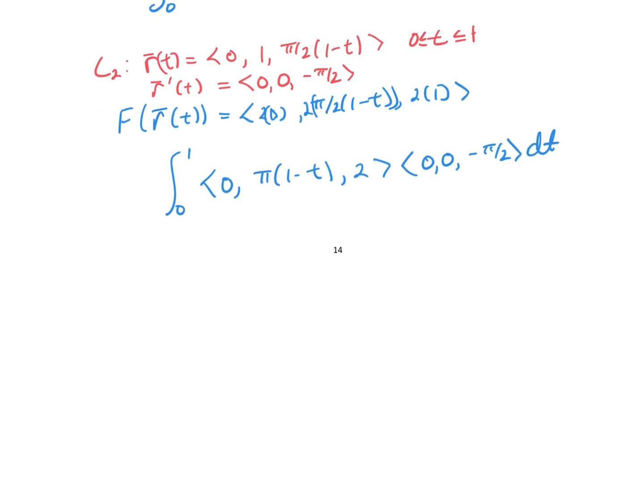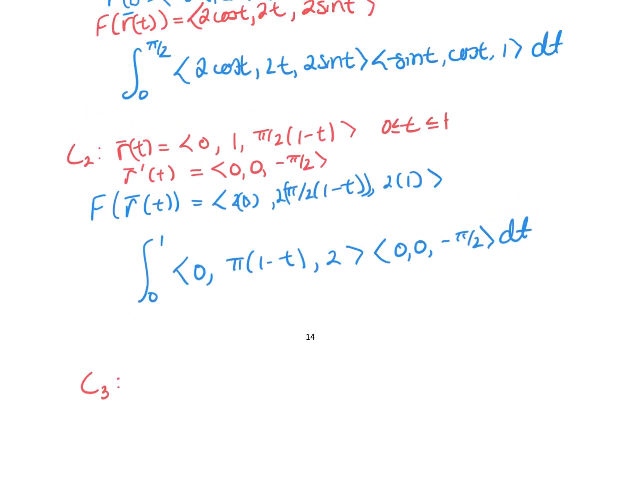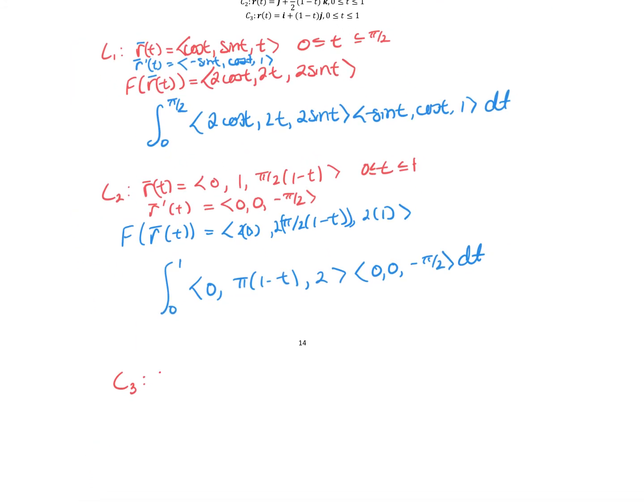And then I would do my last one, C sub 3. In this case, r of t is going to be 1, then 1 minus t, and then 0. R prime of t is going to be 0, negative 1, and 0.